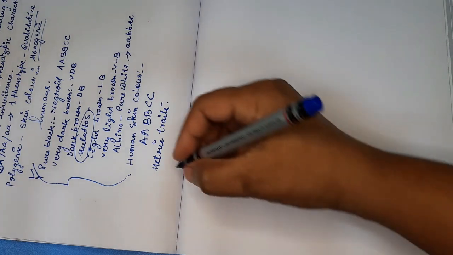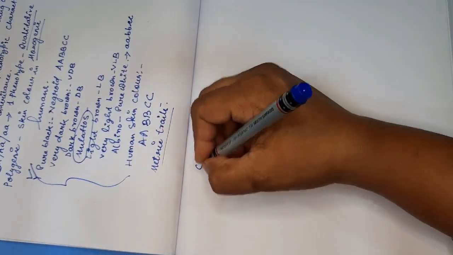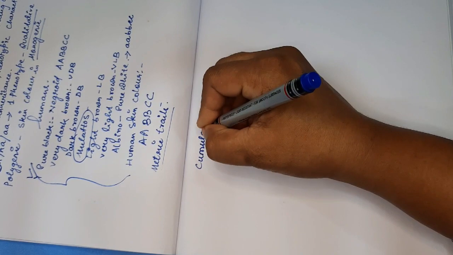In this case, the metric traits can be measured and expressed in terms of units such as length, weight or number. A single phenotype trait which is controlled by more than one pair of genes, as in the examples I have told you right now, is polygenic inheritance. They are also known by another name, which is cumulative genes.